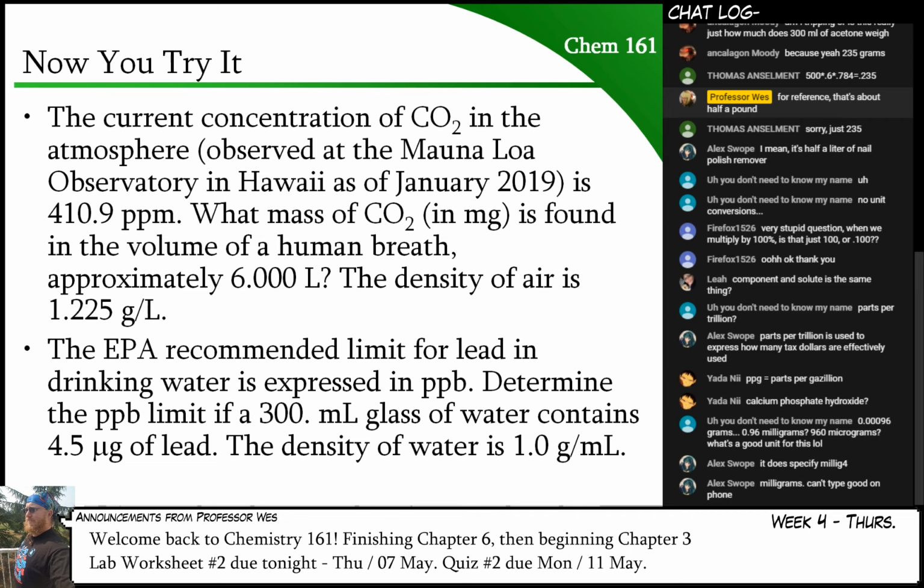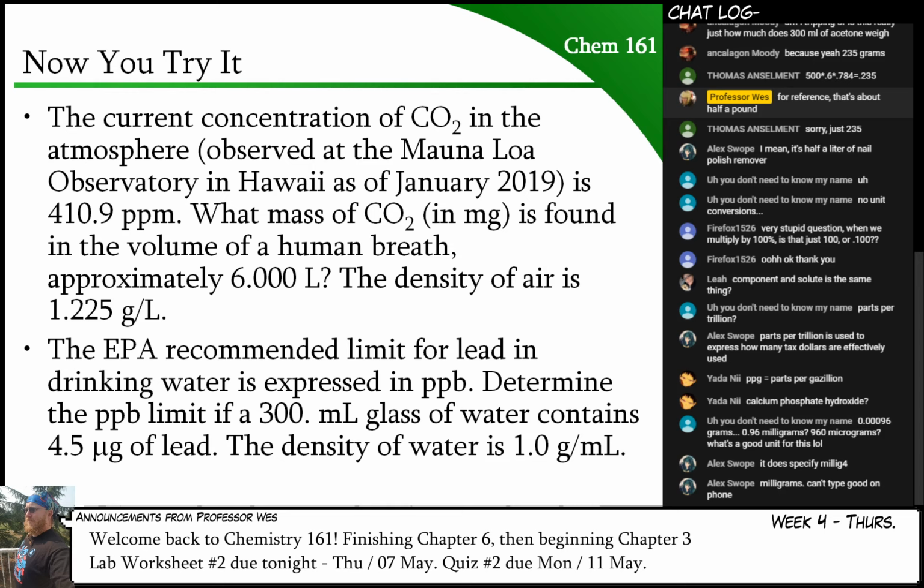When I wrote this slide in 2019, it was 410.9 ppm. What I want you to do is tell me how many milligrams of CO2 are in a human breath, which is about 6 liters. And there's the density of air. And then I want you to tell me how much lead is in our drinking water.